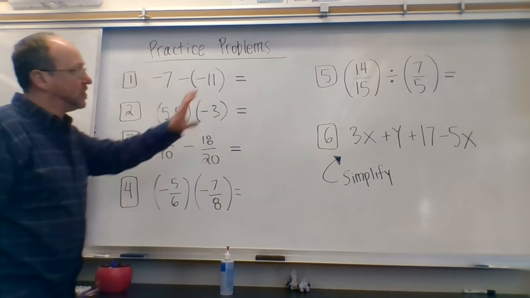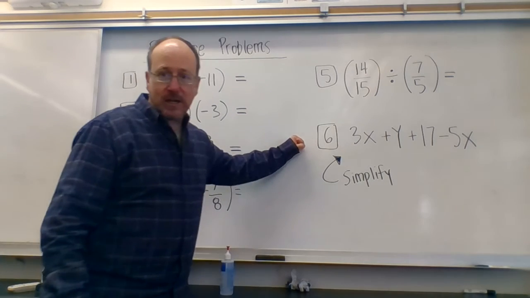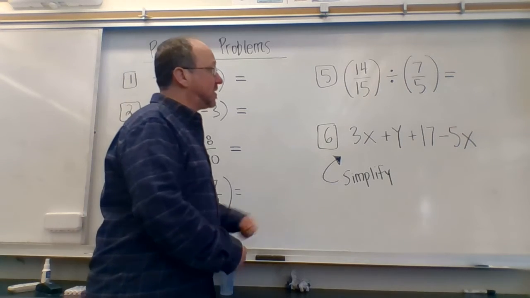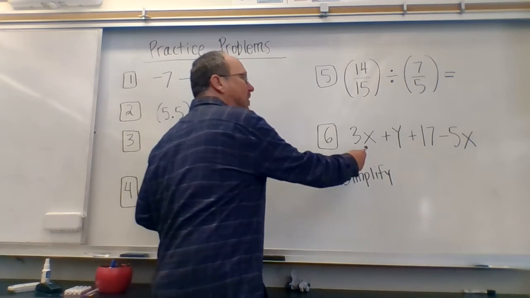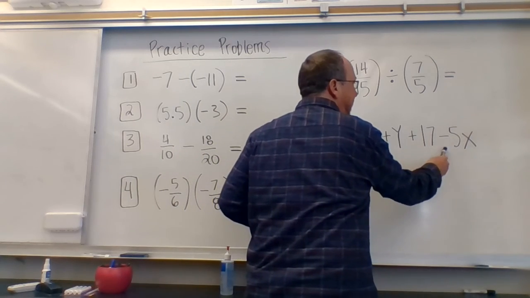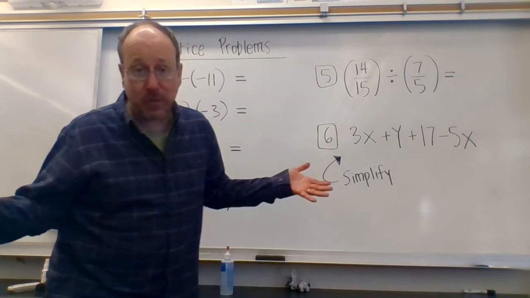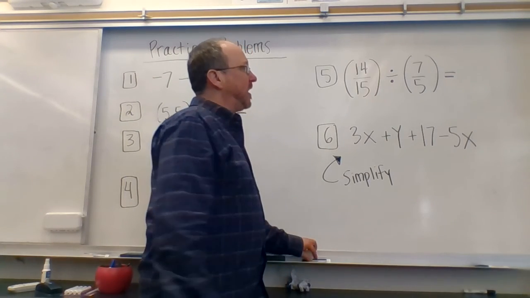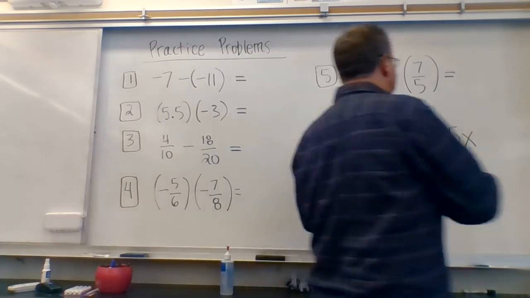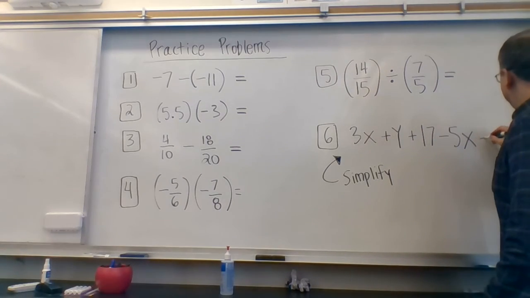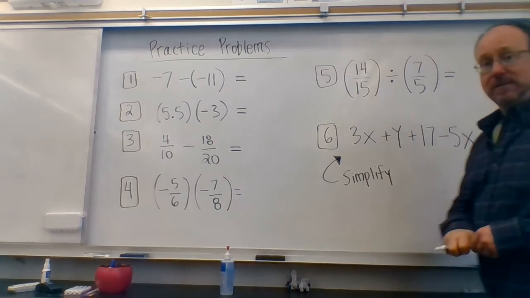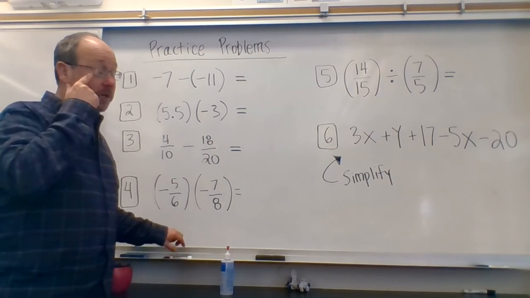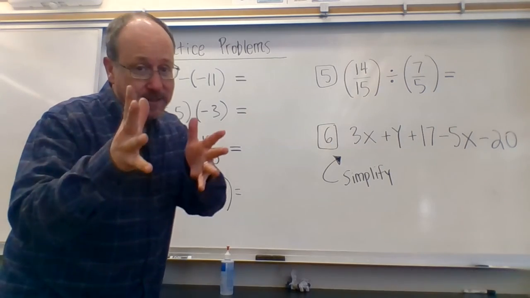Integer, fraction, fraction. And then here, I didn't talk about it already, but working with simplifying expressions. This is an expression, 3x plus y plus 17 minus 5x. It's not an equation. There's no equal sign. It's an expression. Simplify. What are the like terms? You know what? Just for fun, I'm going to add in a -20 just to make it more fun. Okay, so that is your expression. These are your practice problems. Do it.